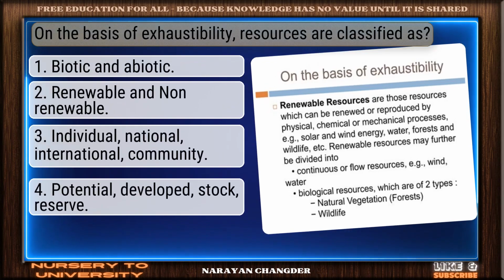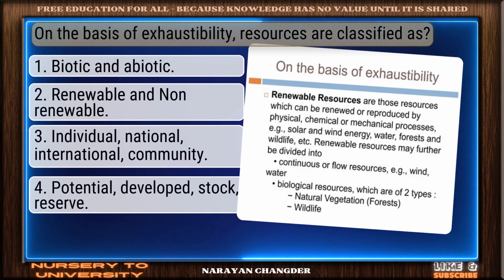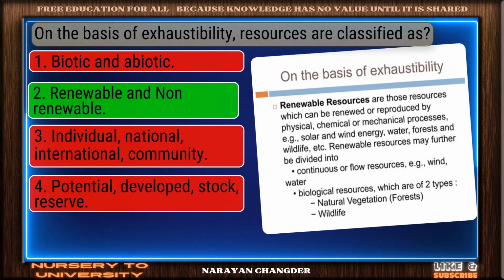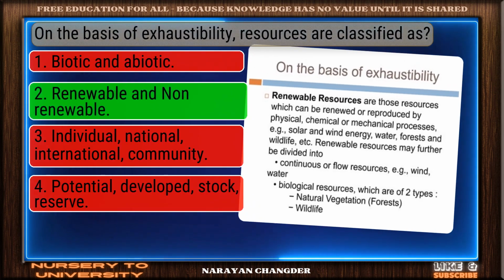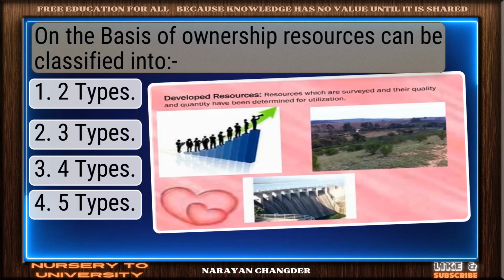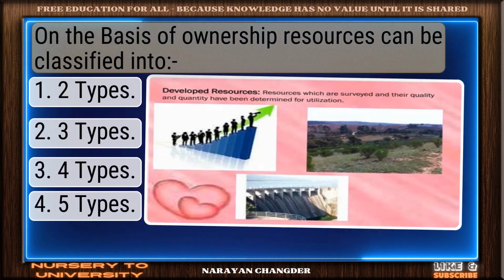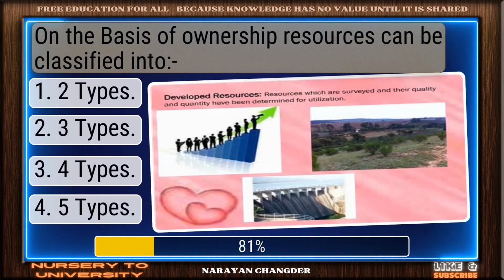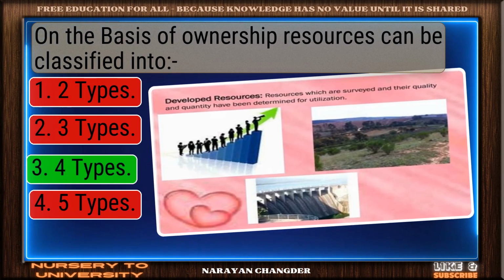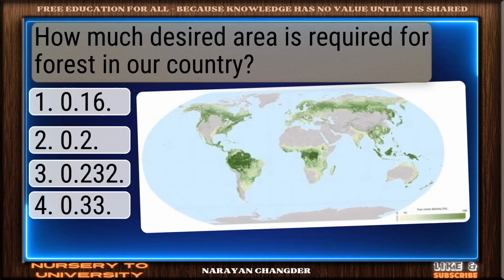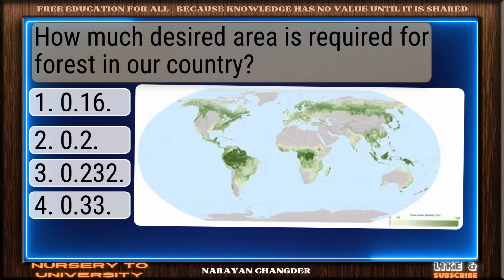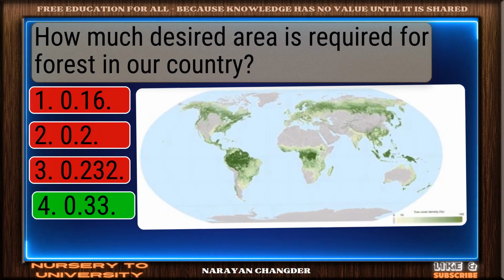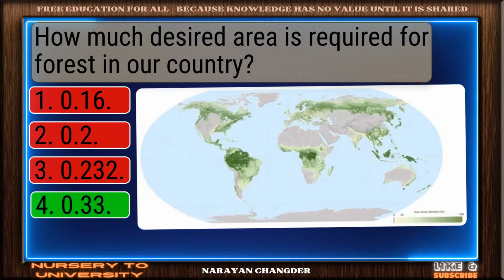On the basis of exhaustibility, resources are classified as. Solid response. Renewable and non-renewable is valid. On the basis of ownership, resources can be classified into. Right again. 4 types is valid. How much desired area is required for forest in our country? Well picked. 0.33 is correct.